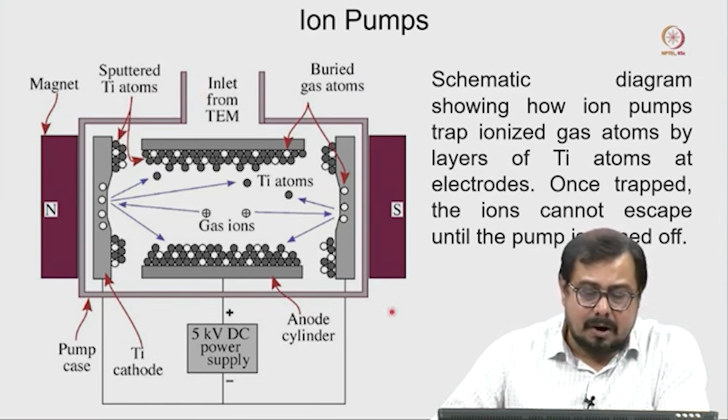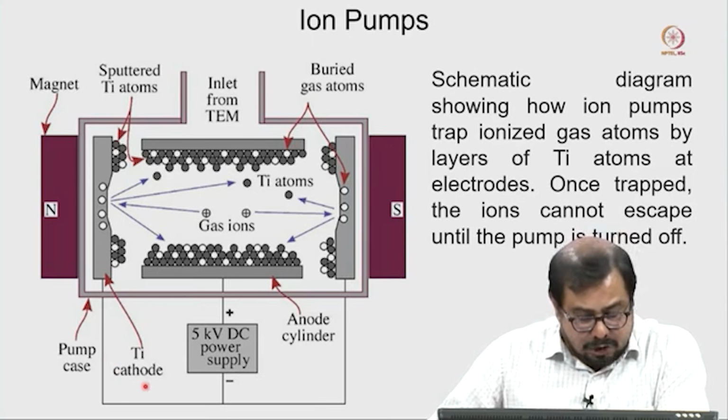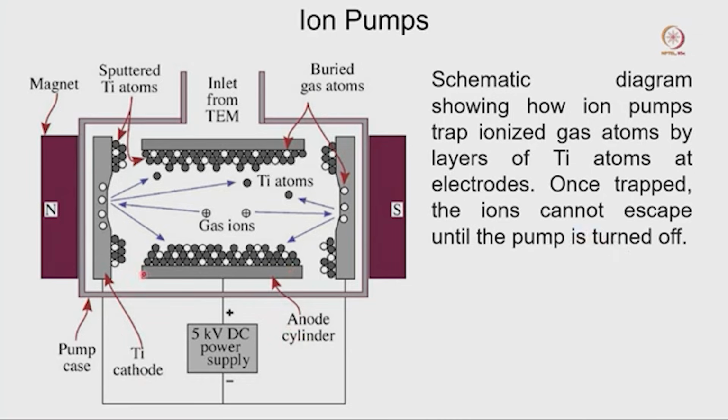Now look at this, this is the overall architecture of the ion pump. This is the casing of the ion pump, and the pump uses titanium. There is a cathode and an anode cylinder. You can see this is the anode cylinder and this is the cathode, which is made of titanium. Now, when a very small amount of gas goes inside, a high voltage between the cathode and anode ionizes the gas molecules into different ions, positive ions and negative ions. Titanium is going to play an important role here, interacting with those ions.